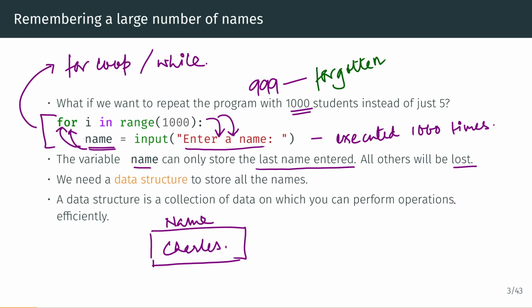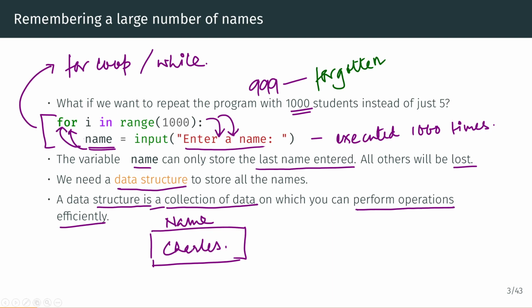Now, what we need is a data structure. It's something called a data structure to store all the names. So a data structure is a collection of data, a structure that collects data. A data structure is a structure that stores a collection of data, unlike variables that store single points of data. A data structure would store a collection of data, and it would also let you perform operations efficiently.